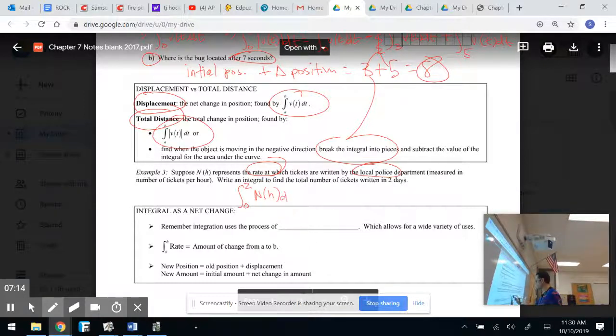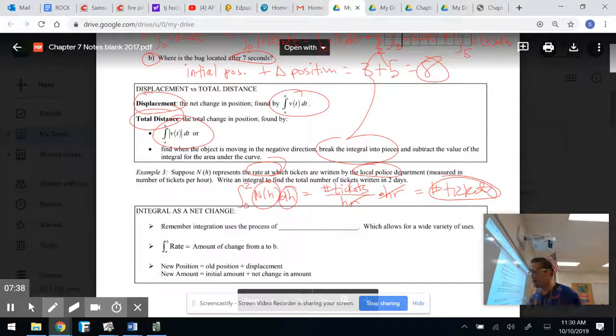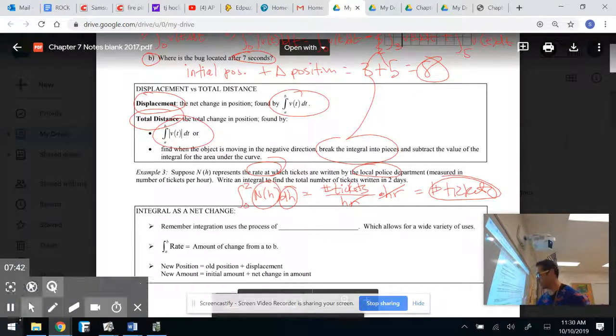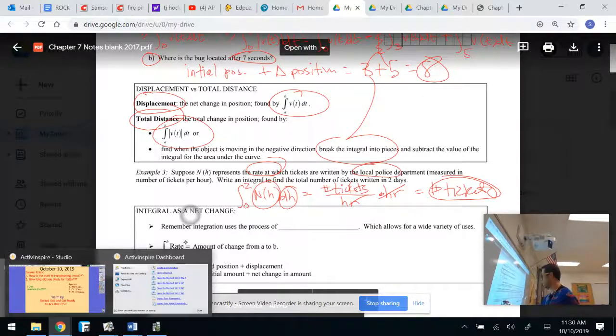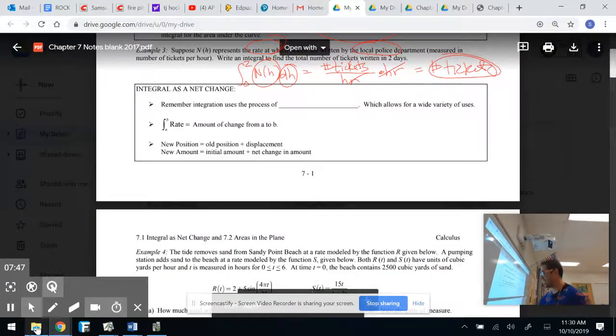Okay, and then I want the change in hours, right? So what would that kind of look like? Well, that would be the number of tickets, right, class? This is kind of what's being represented here over the hour, because that's our rate right there. And I'm going to multiply it by the change in hour. Boom, snap, snap, and you get an answer of the number of tickets. Total number of tickets, right, class? So that's, in essence, what we're doing when we take an integral of a rate. And that's the importance of what we're going to do in the rest of Chapter 7: integral as a net change.